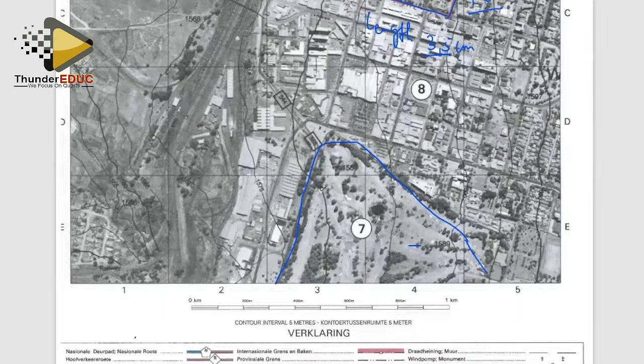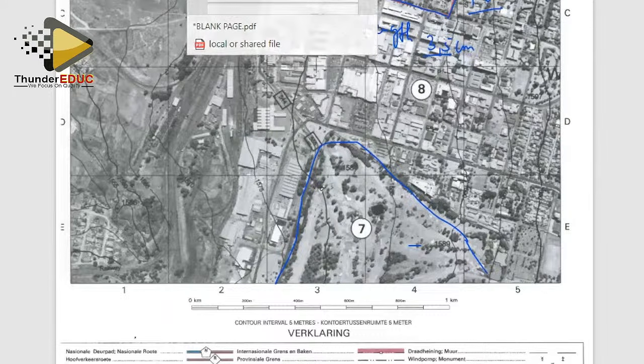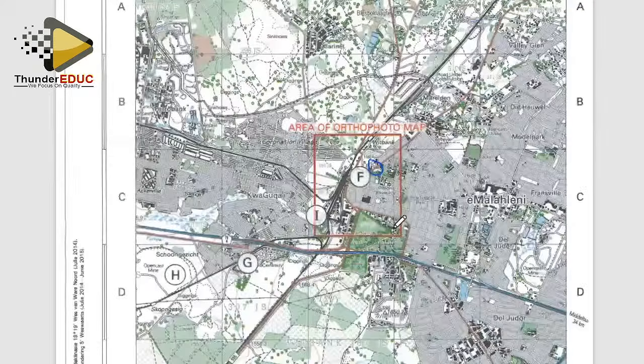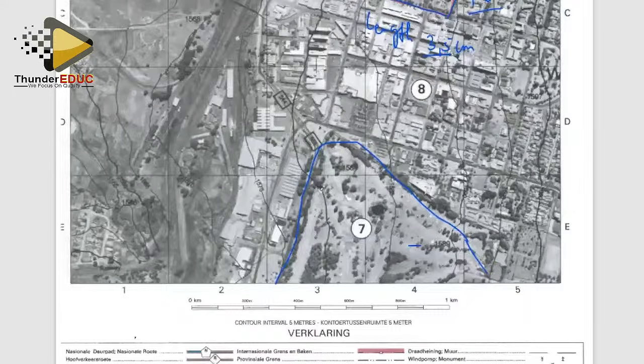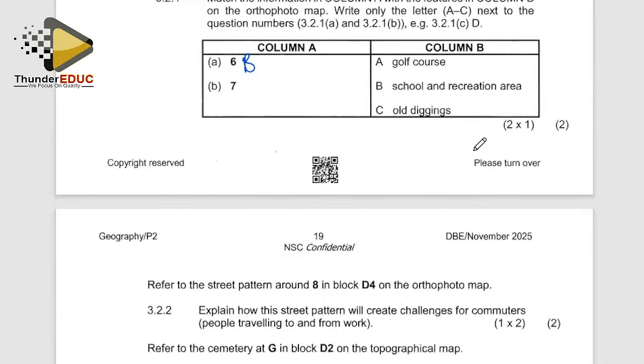If we also relate to the topographic map, we can see that this area is around here, and it's even written "golf course" here. If you can see clearly, this is an area of a golf course. It's the same area that is mapped on the orthophoto in this particular section here. So we can safely conclude that area 7 is a golf course.